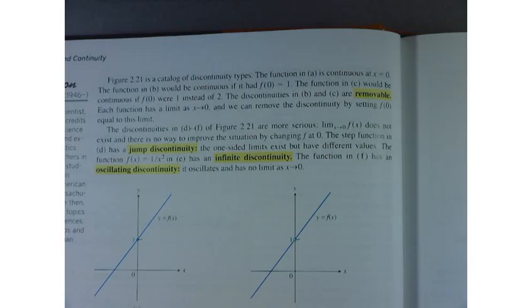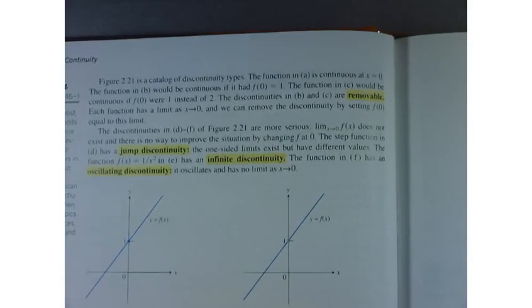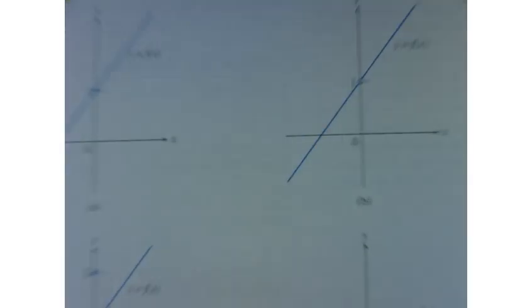I'm not going to read this word for word, but basically what we're talking about is removable discontinuity, jump discontinuity, infinite discontinuity, and oscillating discontinuity. A removable discontinuity is like the two graphs that I have on the screen, and I'll zoom in a little bit so you can see them a little better.